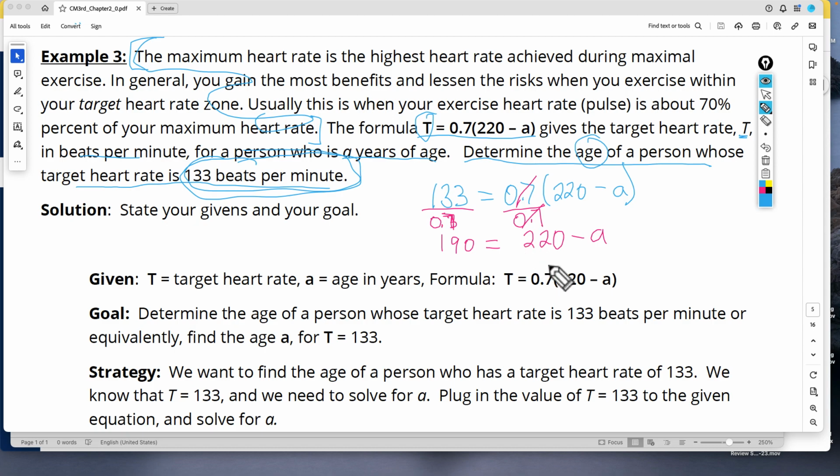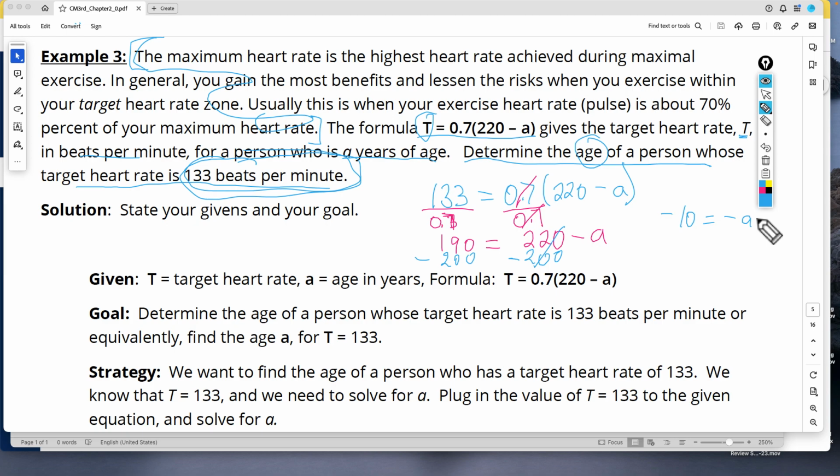Getting A by itself. Oh, subtract 220. Subtract 220. 220 is positive, so if we subtract it, it will get rid of it. So that's gone. 200 minus 190 is 10. Negative 10 actually equals negative A.